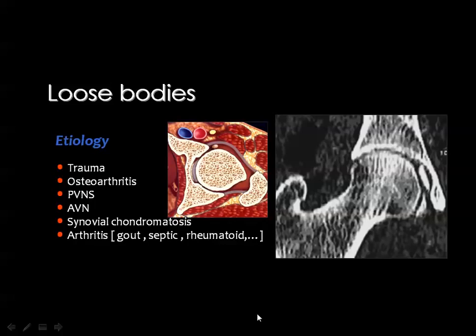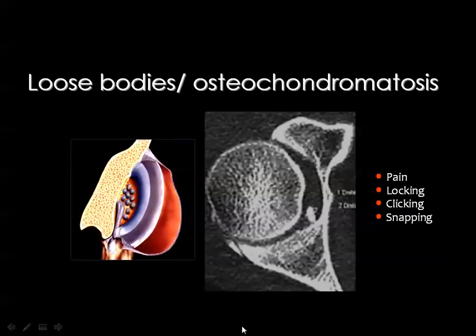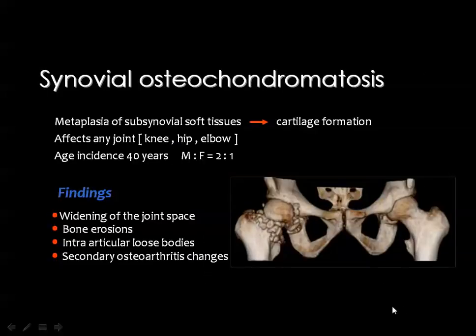Loose bodies in the hip are also commonly seen in clinical practice, which are usually the sequelae of osteoarthritis, sometimes trauma, or the presence of avascular necrosis. And also the hip is one of the joints affected commonly by synovial osteochondromatosis. A loose body like this one in the hip joint may be the source of pain, locking, clicking, and snapping of the hip joint.